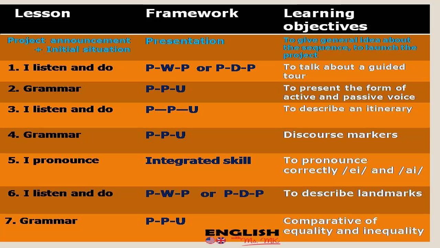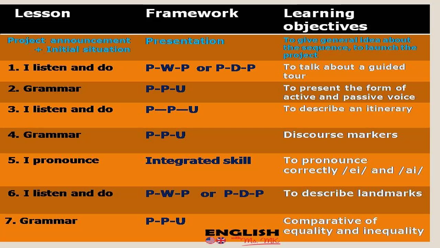Now, the sequence map, as you may know, it's the order of the lessons. So you have project announcement and initial situation, whose aim is to give a general idea about the sequence and to launch the project. Then we have I listen and do. Here it's to talk about a guided tour. Then you have grammar to present the form of active and passive voice. Then you have I listen and do to describe an itinerary.